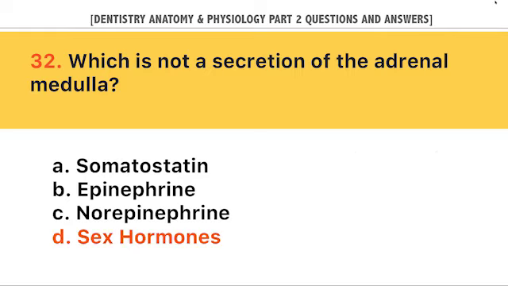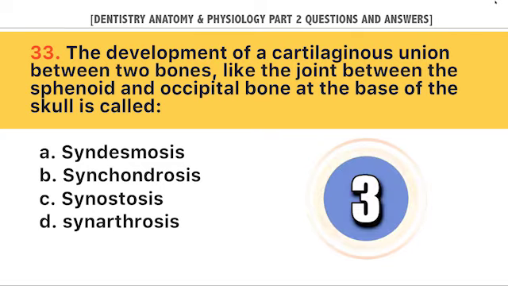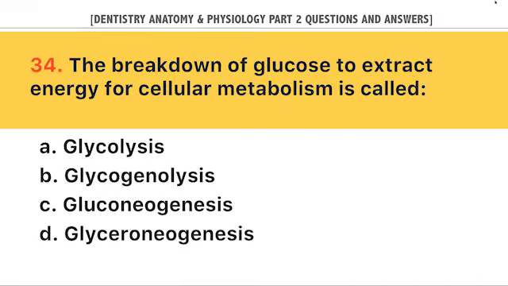Answer D. Sex hormones. The development of a cartilaginous union between two bones, like the joint between the sphenoid and occipital bone at the base of the skull, is called A. Syndesmosis, B. Synchondrosis, C. Synostosis, D. Synarthrosis. Answer B. Synchondrosis.